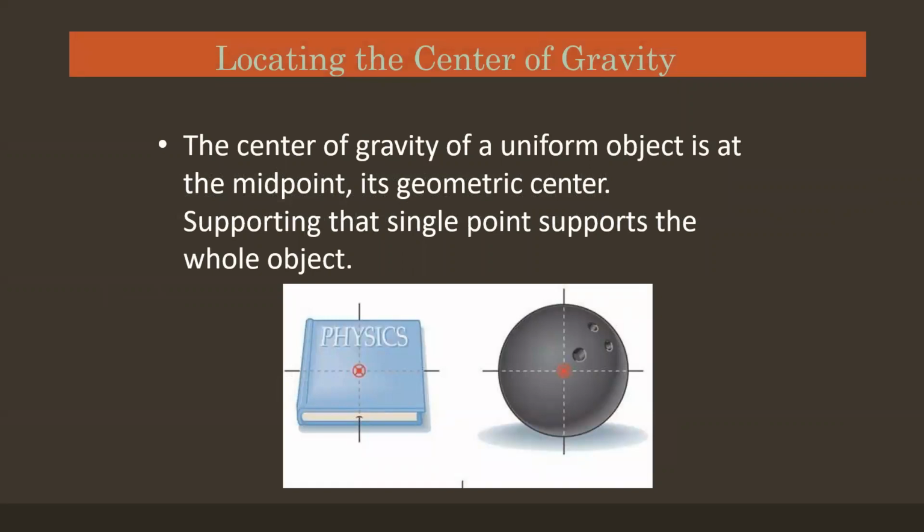Locating the center of gravity. The center of gravity of a uniform object is at the midpoint, its geometric center. Supporting that single point supports the whole object. This is a figure of a center of gravity. This is a circle, and the middle is the center of gravity. But this is not the center of gravity.